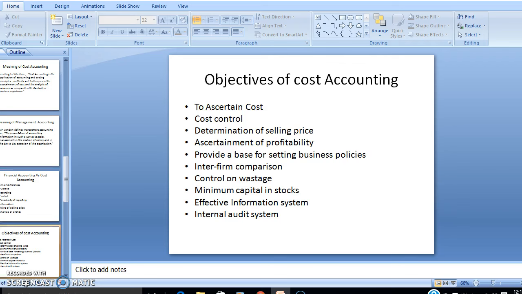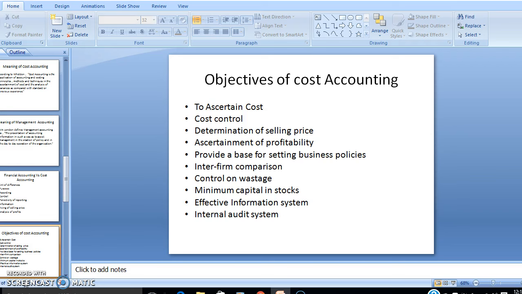Now we are going to discuss the objectives of cost accounting. The main objective of cost accounting is to ascertain the cost. With the help of cost accounting, cost per unit of a product, job or process is calculated. For calculating the cost of the product or services, various methods like unit costing, contract costing, job costing, etc. are applied. The technique of ascertaining cost is known as costing.